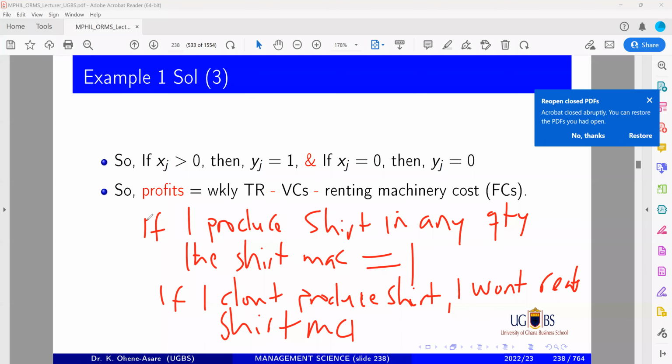I want to rent shirt machinery. And the fact that I want to rent shirt machinery makes the Y 1. That is what this point is saying. If you understand this, this is the crux of the matter. This is the crux that we are actually reading. Rebecca, do you get the picture? This is the deal. Thank you.